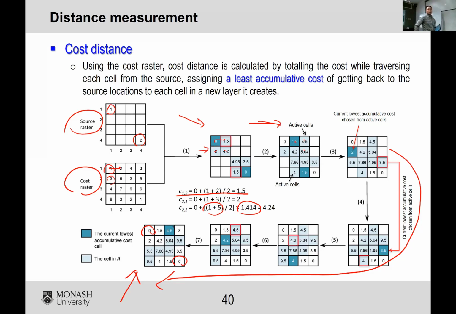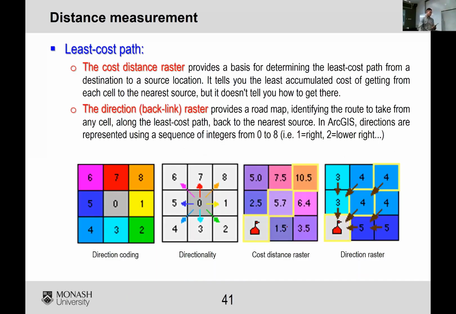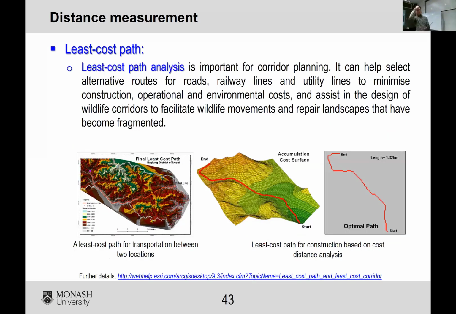So we know which cells have a lower cost. So when we travel through them, we will spend the lowest cost, right? So using this, we can calculate the least cost path. Let's look at this slide first. So the least cost path analysis is very important when we want to find the best route to transport people or resources from one location to another.